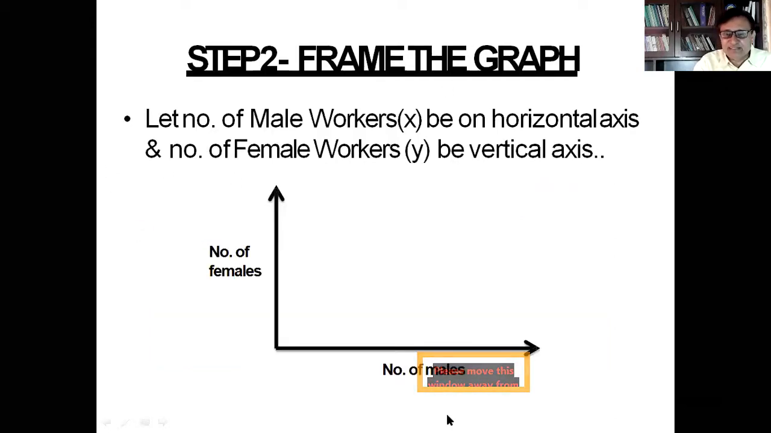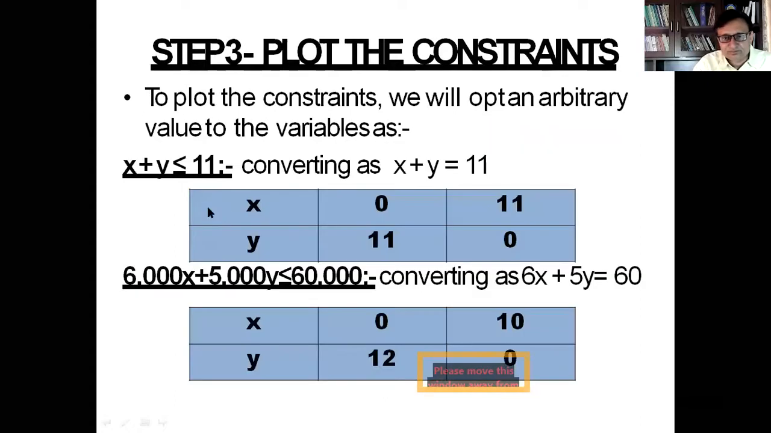Now this is the frame of the graph. Two axes are there. On one axis you will take the number of males, on another you can take the number of females. So two axes are plotted on the graph. Now these are the equations which have to be plotted. First, the constraint equation was x plus y is equal to 11. If you put x is equal to 0, y's value will be 11. If you put y's value is equal to 0, x value will be 11. So this is the first constraint.